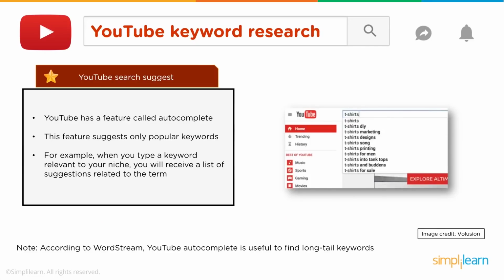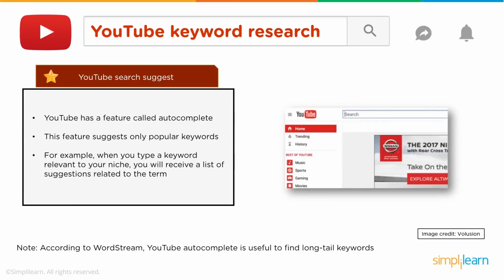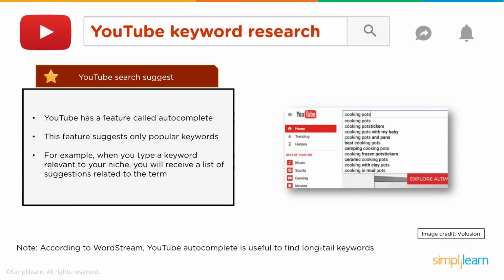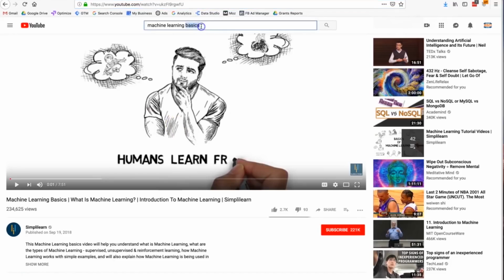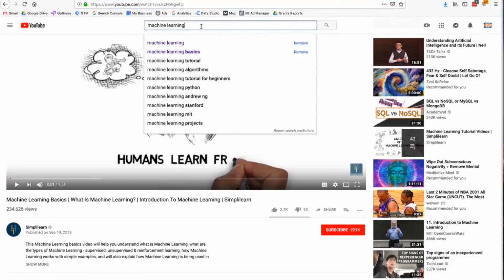YouTube has a feature called Autocomplete. If you've done any searches on Google, it's very similar. If you're typing something into YouTube search, then YouTube is going to suggest other related popular keywords. So let's take a look at that. If we go back to YouTube for a second, and I just type in machine learning, YouTube is going to populate on the autocomplete in the search bar some other popular keywords that we can potentially use.